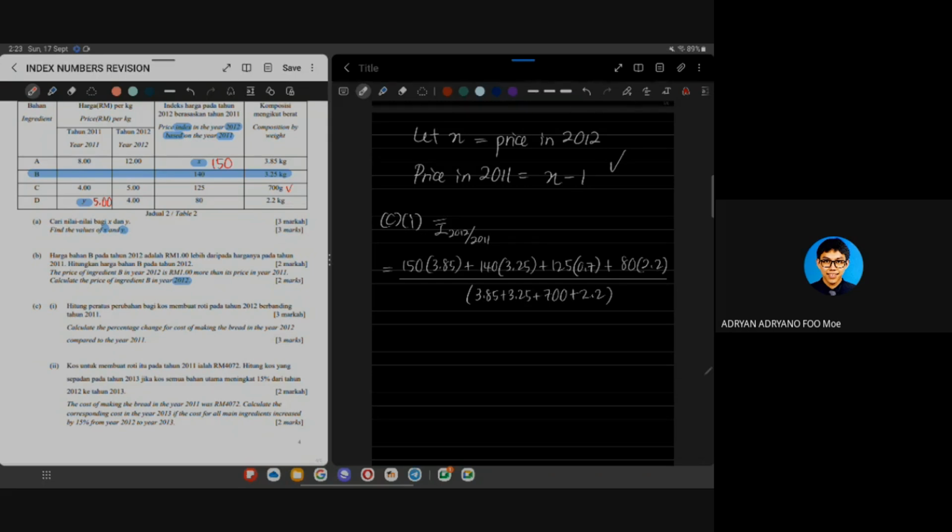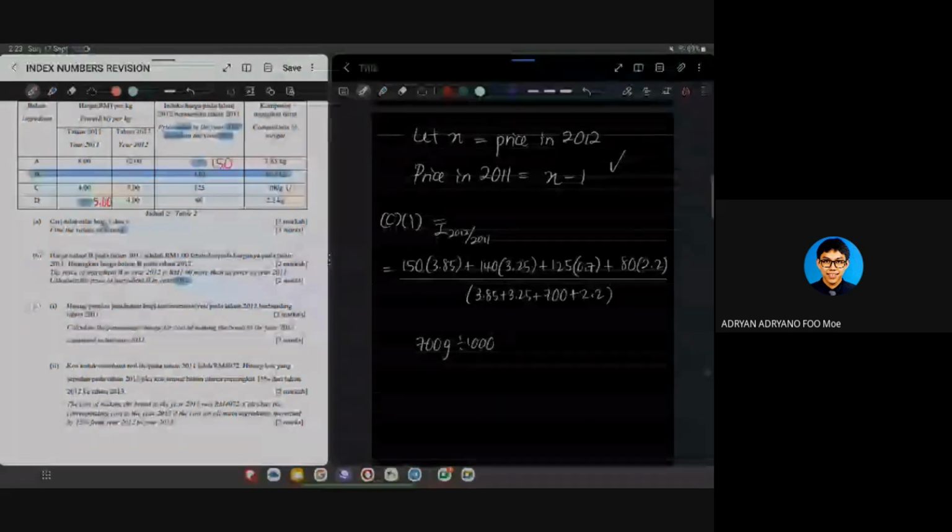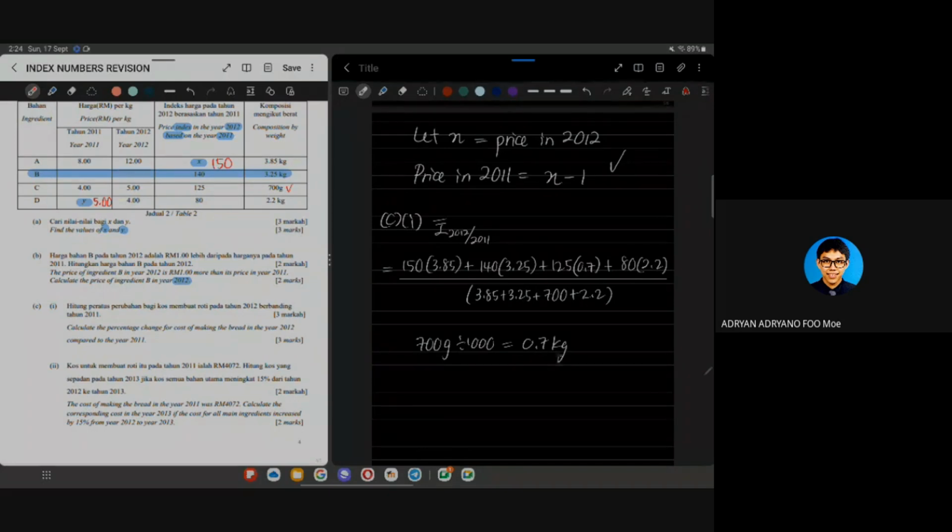Okay. However, I'm not sure because the marking scheme changes. For me, I would do it step by step. I would show that 700 gram divided by 1000 equals 0.7 kg. I would show this step here as a safety precaution because you never know, right? Then only can you straight away calculate your answer. Okay. What is the answer that you guys got? Please share in the chat.